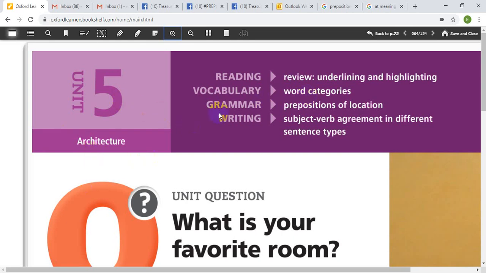And in grammar, we are going to look at the prepositions of location. And in writing task, we are going to review subject verb agreement in different sentence types. This we have done many times, and I'm sure that when I'm going to review it with you, you will remember all the rules of subject and verb agreement. So we are going to look at the word architecture in this lesson. So you're going to learn what is architecture, why do we use this word architecture, and what does it actually mean. Okay, now let's begin with the lesson.